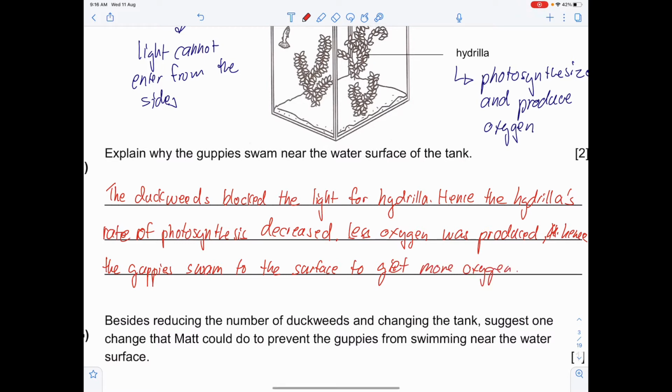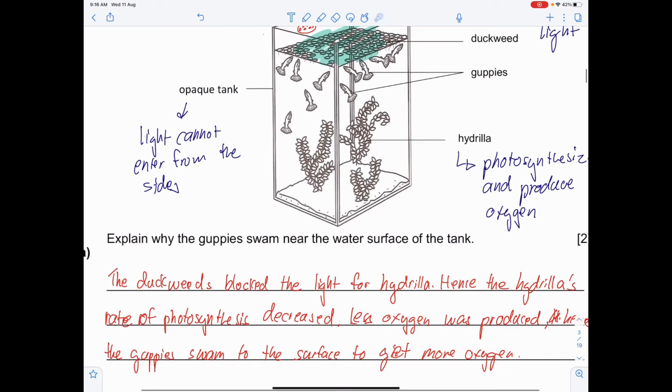So you need to be very careful about how you craft your answers. Do you realize that I don't say no photosynthesis occurs? Because if you take a close look at the diagram, there are some patches whereby light can still enter. I also don't say that no oxygen. I said less oxygen is being produced. And I also say that the fishes swim up to the surface to get more oxygen. Because it's not that there is zero oxygen in the water, it's just a reduced amount. So to get more, they will swim to the surface. So you need to be careful with how you craft your answers, okay?